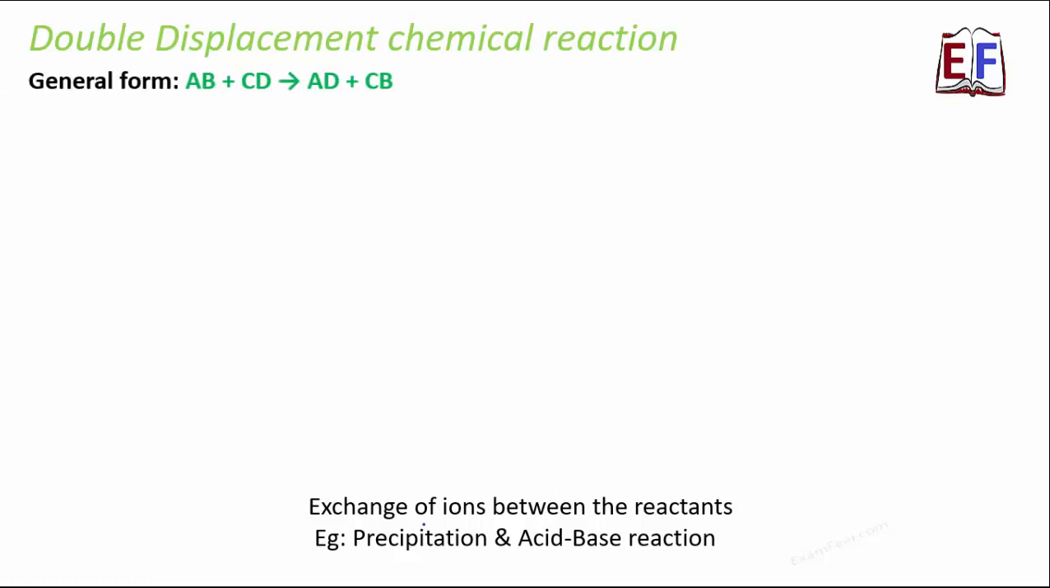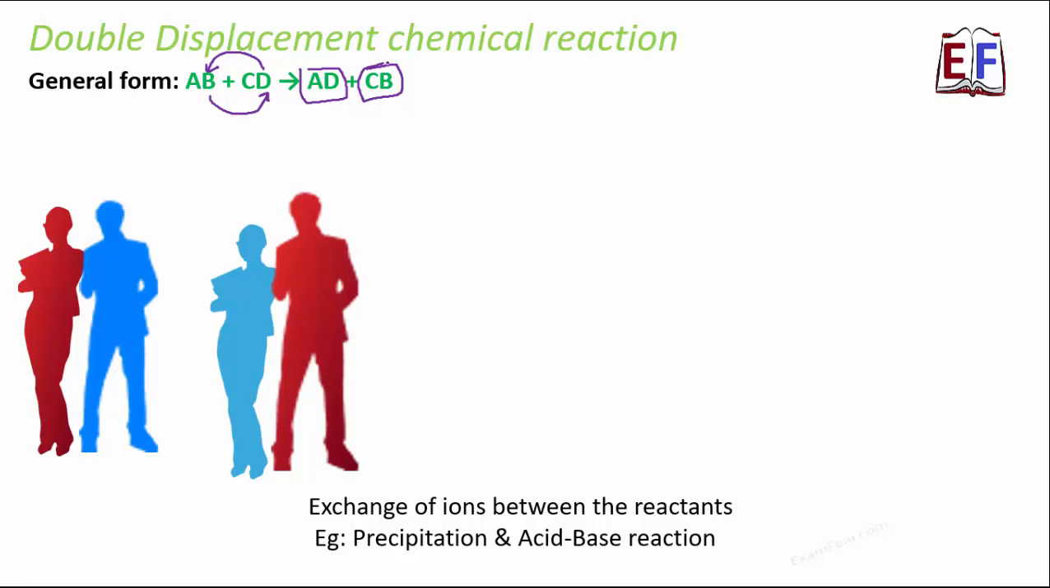So this is how the general format looks like. AB plus CD forms AD plus CB. Basically, D is kicking out B from its position and taking its position, forming AD. Similarly, B is kicking out D from its position and taking its position to form CB. So in a way, we can say that B and D have exchanged their positions. So that's double displacement.